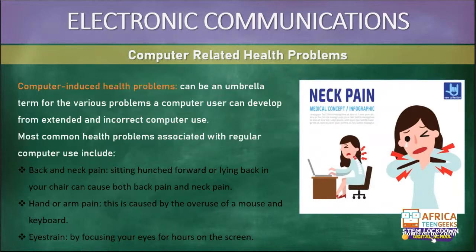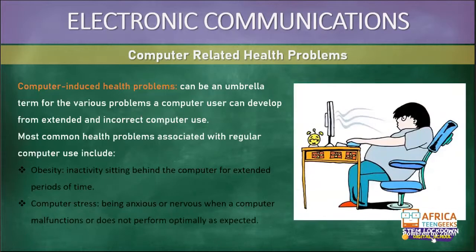Most of these include back and neck pain. Sitting hunched forward or lying back in your chair can cause both back and neck pain. So the way you sit can cause this. And then hand or arm pain, this is caused by the overuse of a mouse and keyboard, right? And then eye strain. By focusing your eyes for hours on the screen, you end up having eye strain, right?